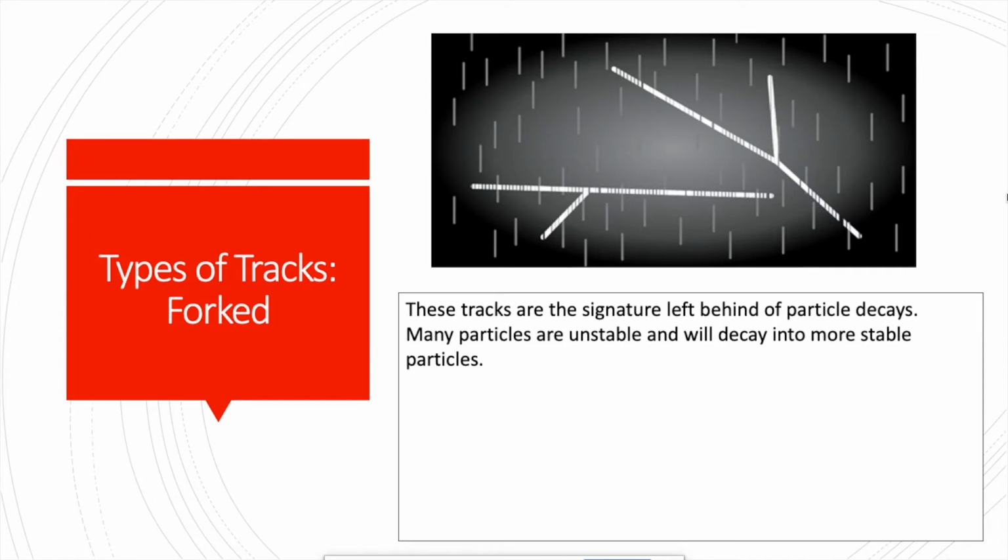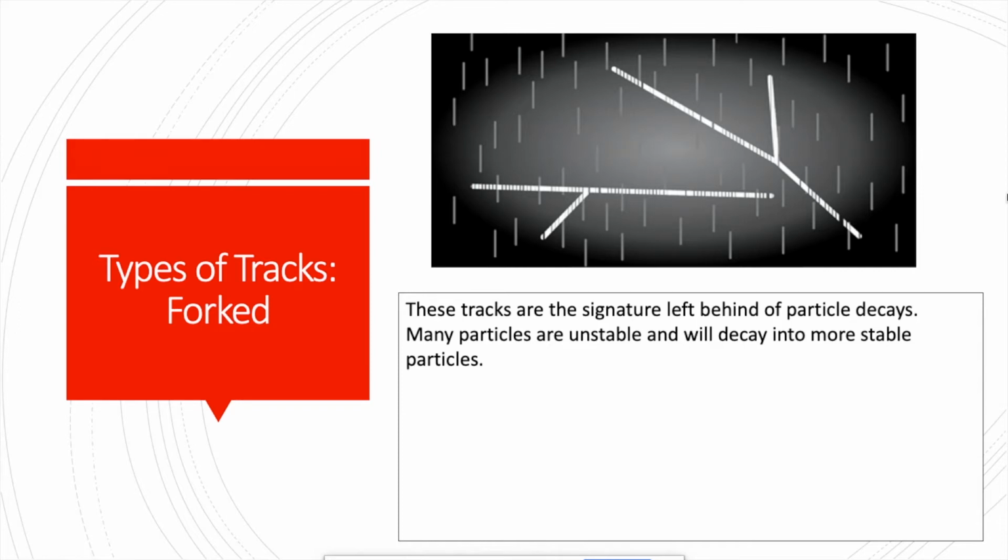Finally, you might see forked tracks. I've made a bunch of example cloud chambers in my house, and I've only seen a really clear forked track once. These tracks are the signature left behind of a particle decay. And as we've learned, many particles are unstable and will decay into more stable particles.